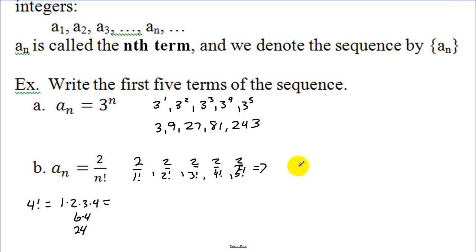Well, 1 factorial is just 1, so we have 2 over 1, which is 2. 2 over 2 factorial, that's 1 times 2, that's just 2. So 2 over 2 is 1. And then if you want to know what 3 factorial is, you can just take 2 factorial times 3, that's 6. That reduces to 1/3. 6 times 4, that's 24. So 2 over 24 is 1/12. And finally, if this is 24, take that times 5, because it's 4 factorial times 5. That gives you 5 factorial. 5 times 4 is 20, times 6 looks like 120. So 2 over 120 is 1/60th.